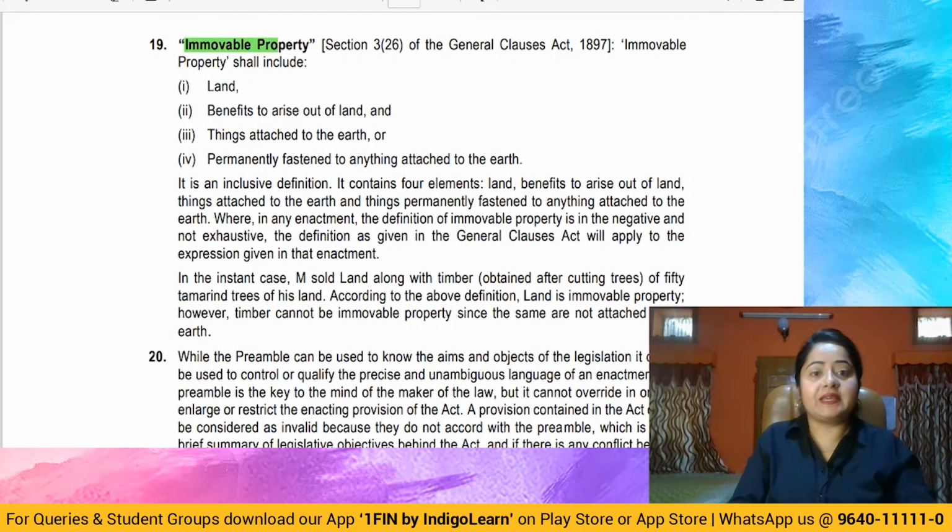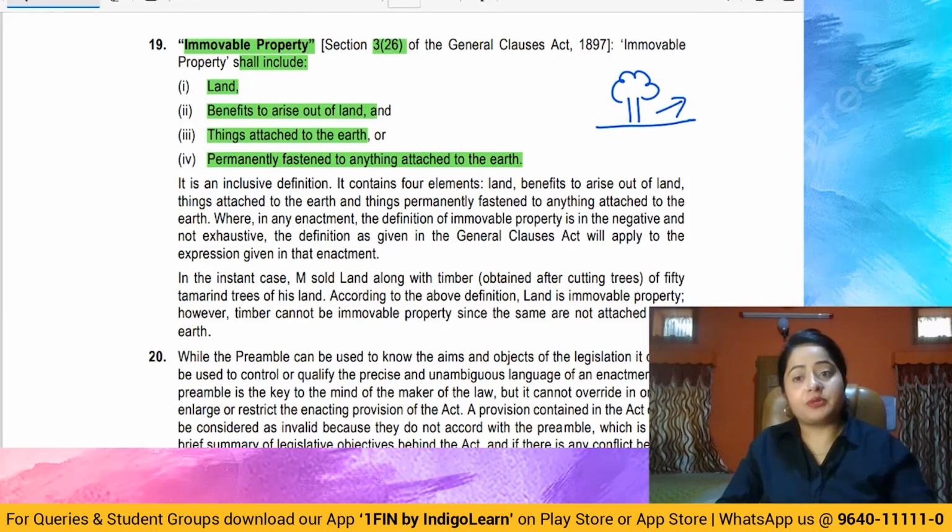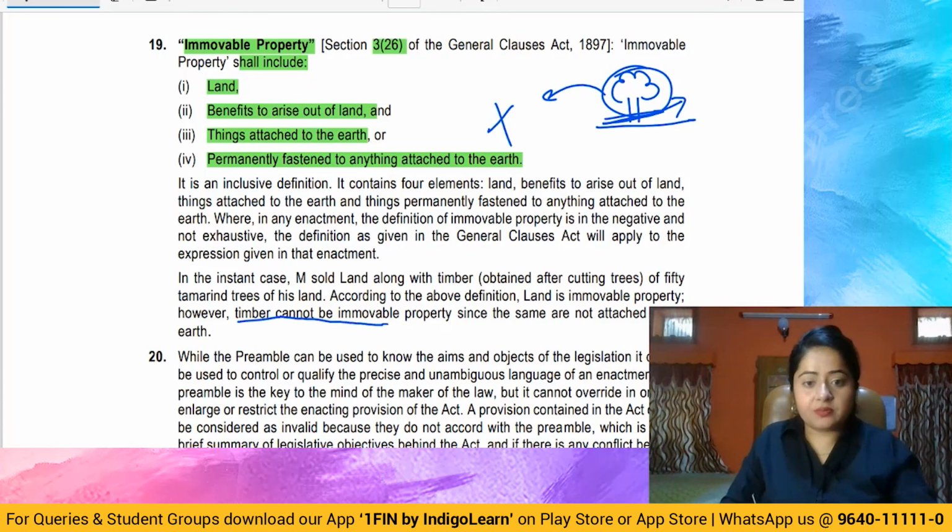The General Clauses Act says, as per section 3 clause 26, that immovable property shall include land, benefits that arise out of land, and things attached to the earth or permanently fastened to anything attached to the earth. Now, if trees are attached to the earth, then they will be considered immovable property. But if they are cut off, then they are no longer attached to the earth. They are no longer benefits arising from the earth and therefore they will not be considered immovable property. So, timber cannot be immovable property because it is not attached to the earth.